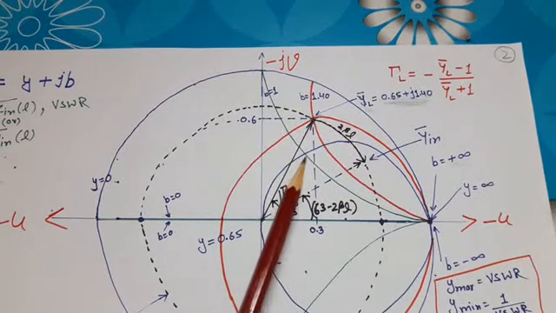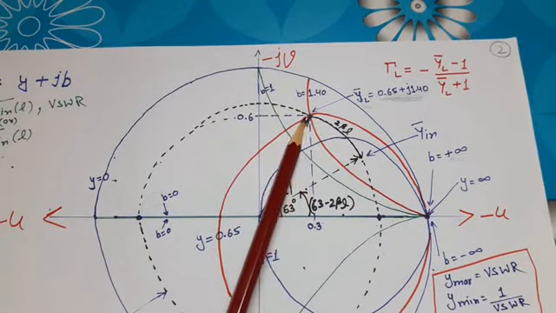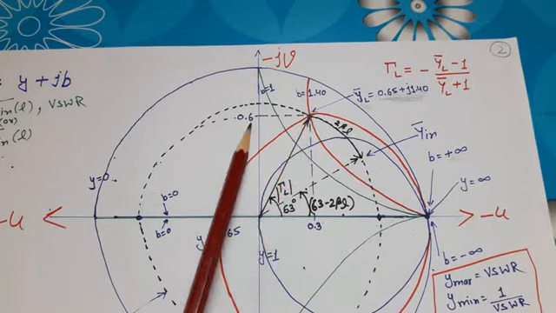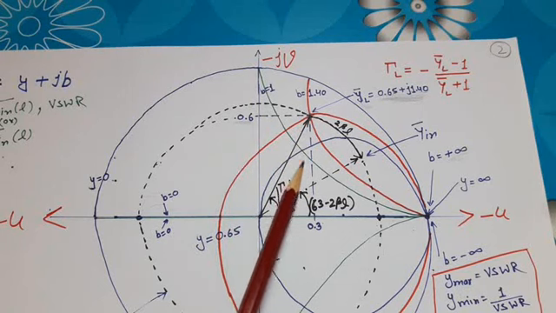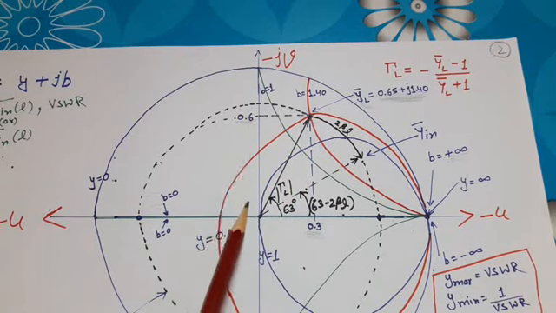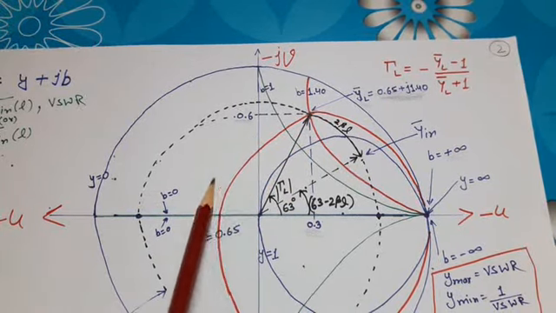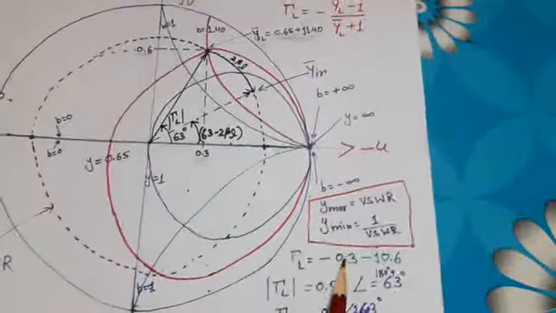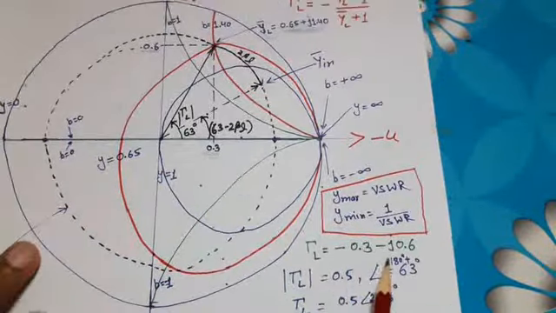Now if we want to calculate the reflection coefficient at the load end, then just read the graphical parameters corresponding to this point. In our case, on the vertical axis it is 0.6 and on the horizontal axis it is 0.3. Now as this axis corresponds to minus U axis and this axis corresponds to minus V axis, therefore gamma L is equal to minus 0.3 minus j 0.6.